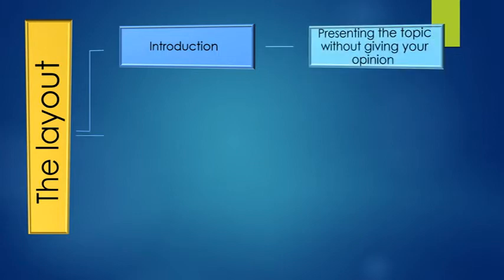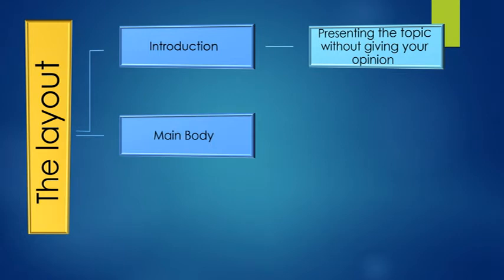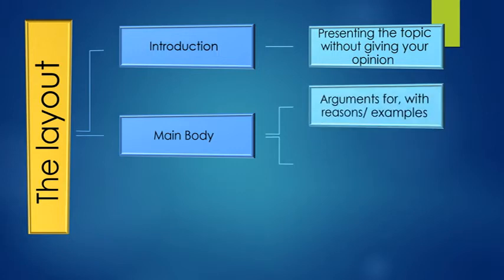and after that we have the main body, which in our case consists of two main paragraphs, in which you present the points for and the points against in separate paragraphs. Of course, you're going to support your arguments with justifications or reasons and examples.